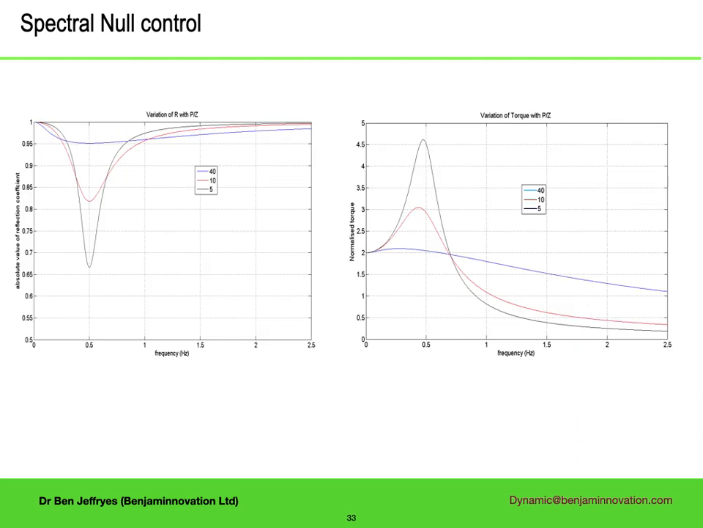Here's an example of what it looks like in the frequency domain, comparing different proportional gains, normalized by the pipe impedance Z. The lower the gain, the deeper and narrower the notch. However, also, the lower the gain, the higher the torque requirement at the resonance.